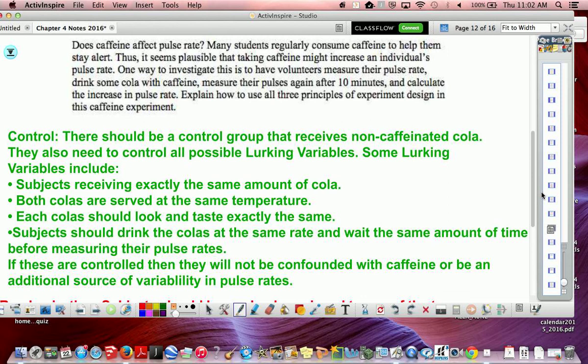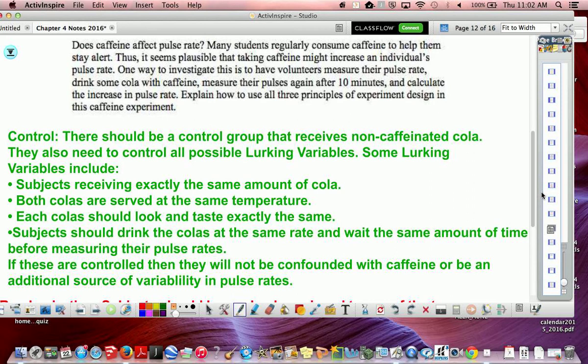That way the person doesn't think, ooh, wait a minute, I'm not getting the caffeine cola. So the caffeinated cola and the non-caffeinated should taste the same. It should look the same. How they drink it, the speed at which they drink it, you could control that. Okay? Now, is this everything?